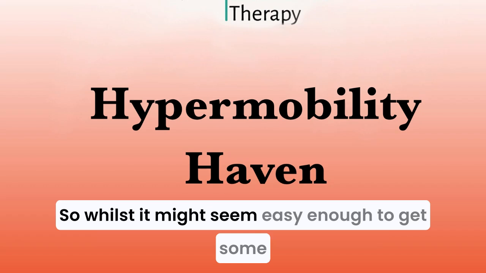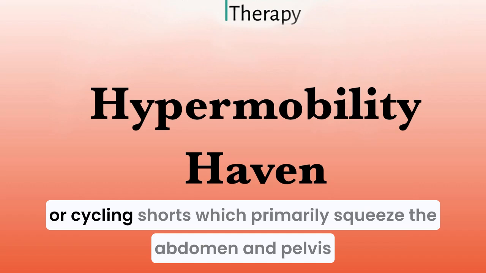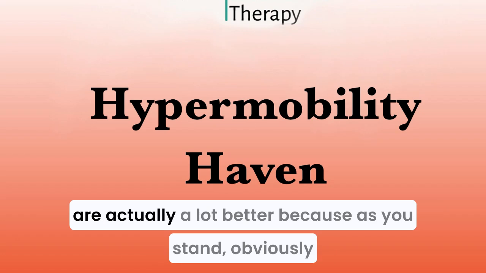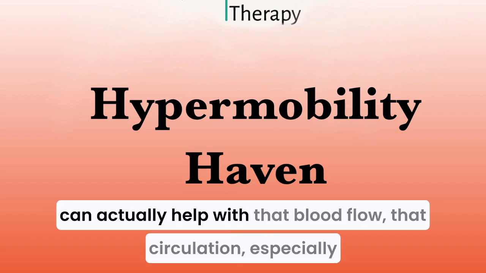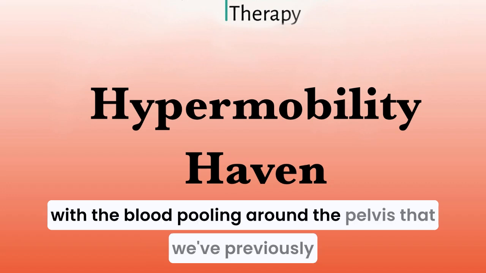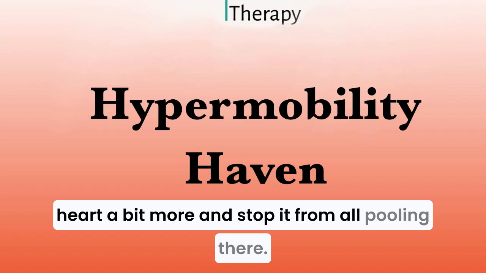So whilst it might seem easy enough to get some compression stockings, he's actually suggested high-end running garments or cycling shorts, which primarily squeeze the abdomen and pelvis, are actually a lot better, because as you stand, obviously the fluid in the chest shifts down, and then this can actually help with that blood flow, that circulation. Especially with the blood pooling around the pelvis that we've previously spoken about, it will help shift that back towards the heart a bit more and stop it from all pooling there.